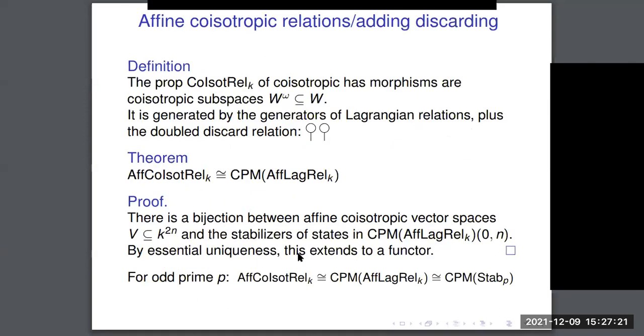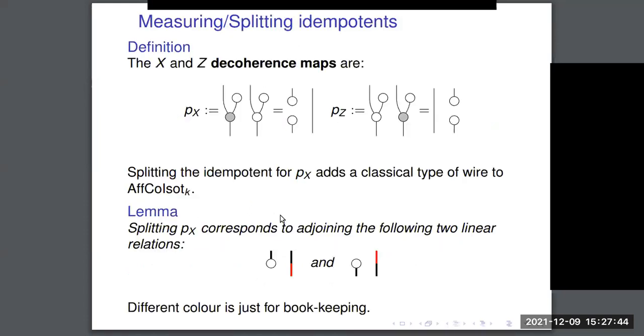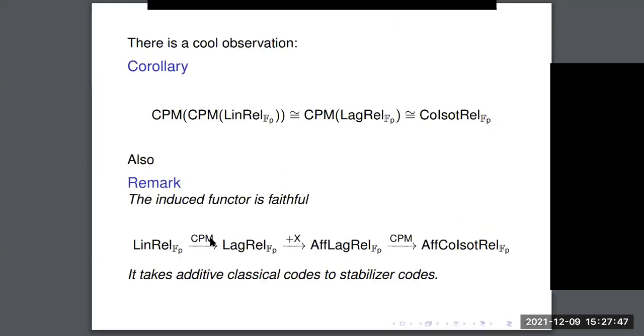And also, this gives you a nice account of the relationship between additive classical codes and stabilizer codes. An additive classical code is just a linear subspace of FP, and a stabilizer code is exactly an affine Lagrangian subspace. So to get from an additive code, you do this doubling once, and then you take this embedding where you can add the X gate, and then you take the CPM again. So there's this nice chain between the classical error correction codes and the stabilizer ones.